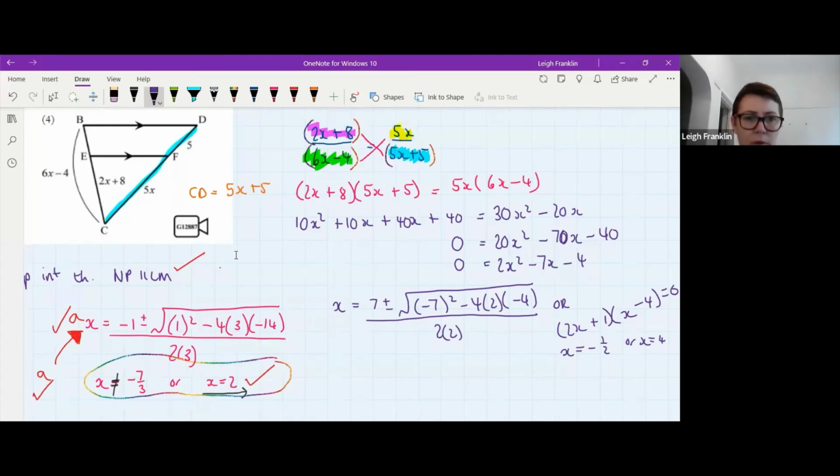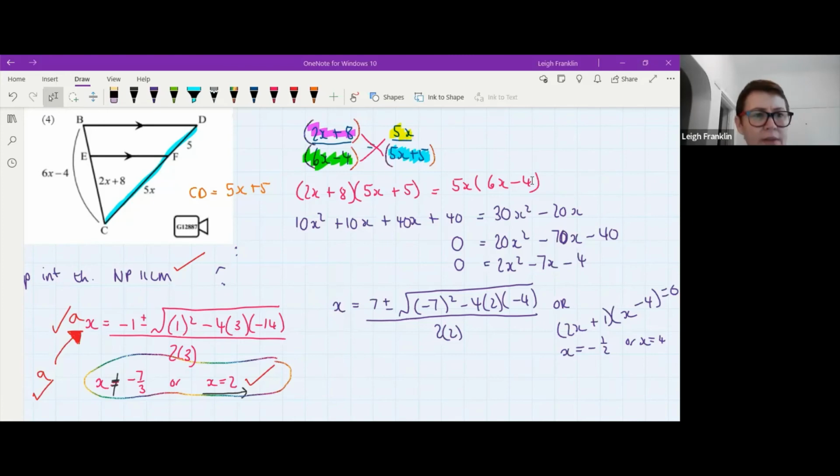I got something different. I think I'm wrong here. I said CF divided by CD equals EC divided by BC, and then I said 5x divided by 5x plus 5 equals 2x plus 8 divided by 6x minus 4, and then I got 30x squared minus 10x minus 40 equals 0. I did my quadratic equation, and then my final answer was x equals 4 over 3, or x equals minus 1. Yeah, unfortunately that isn't correct in this instance, Sia.